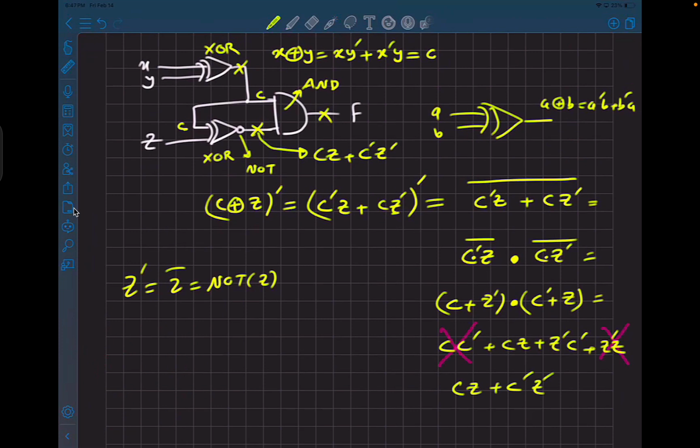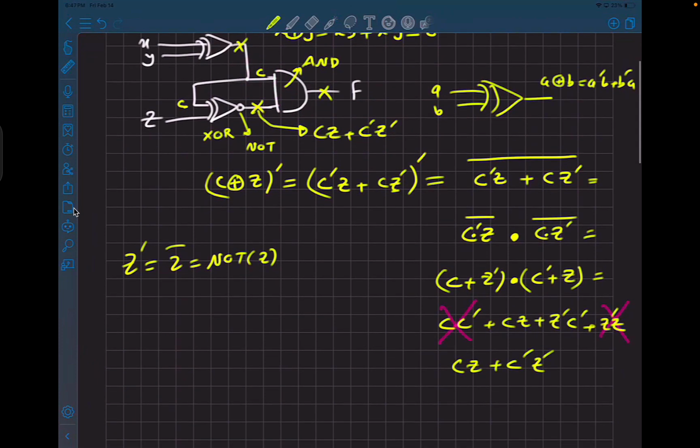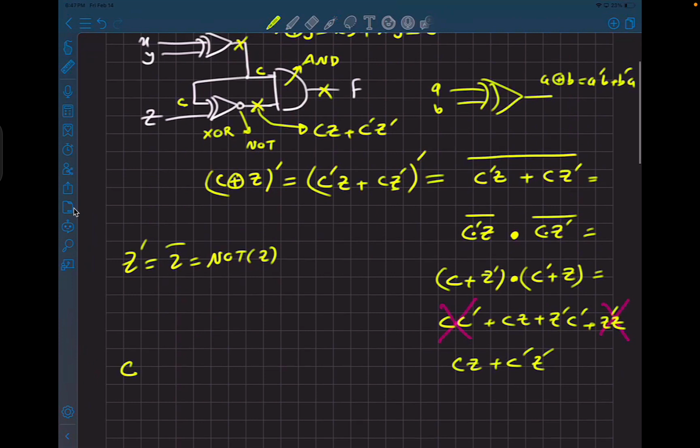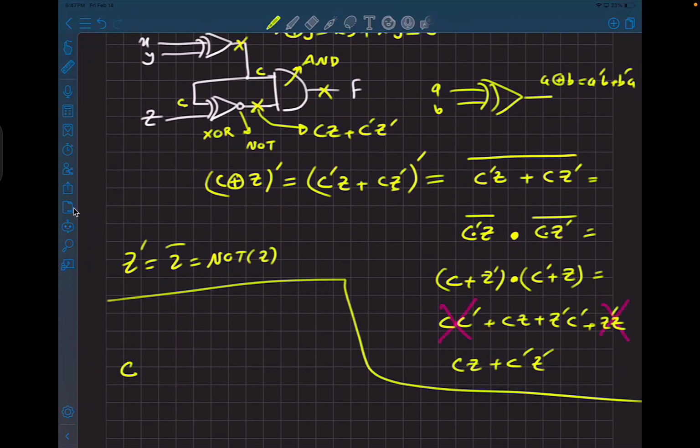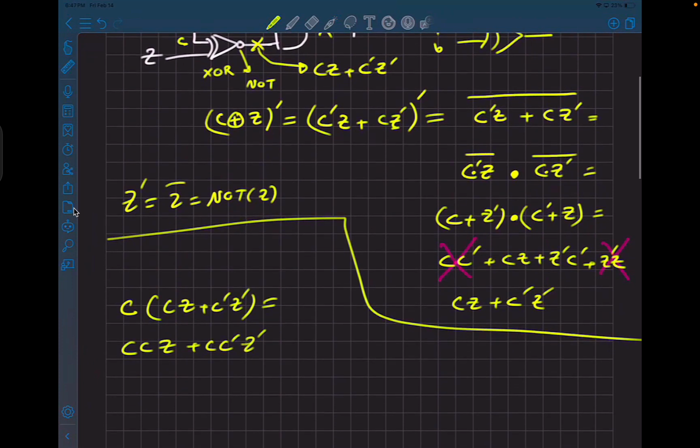Now I have AND of these two elements. One input, another input to this AND. So what should I do? AND of C and CZ plus C bar Z bar. And it equals to CZ plus CC bar Z bar.